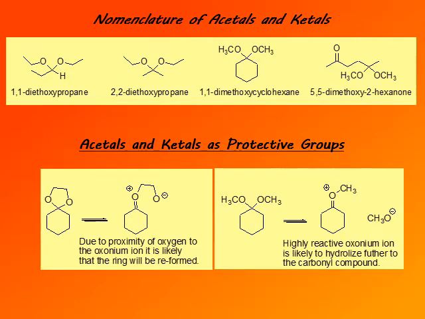Acetals and ketals are mainly used in organic chemistry as protective groups. And as protective groups, usually we use cyclic acetals and ketals. The reason why we use cyclic acetals and ketals is that they are more stable compared to open chain acetals and ketals. And you can see it from this example.